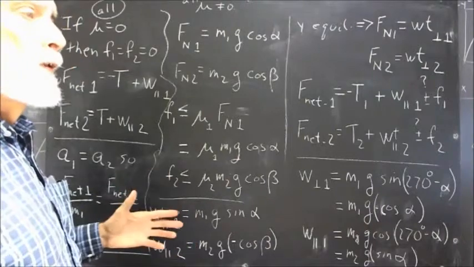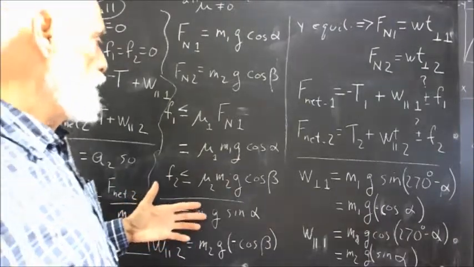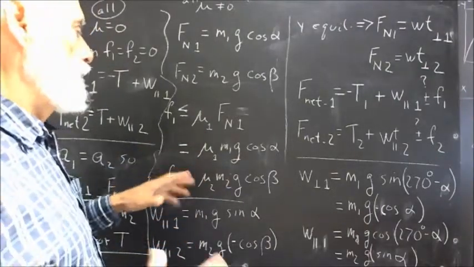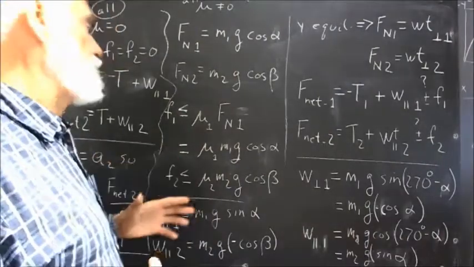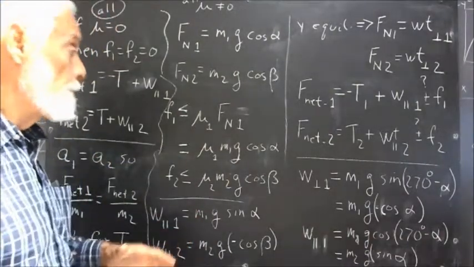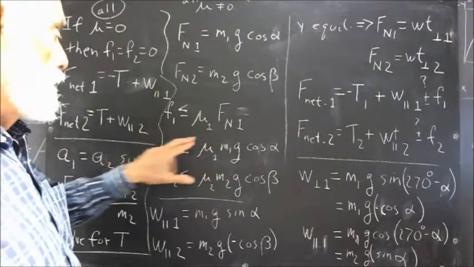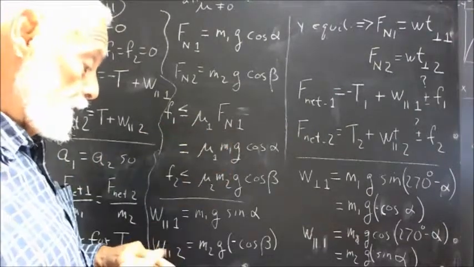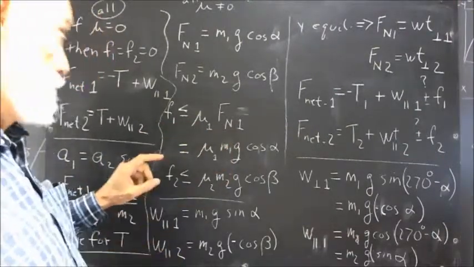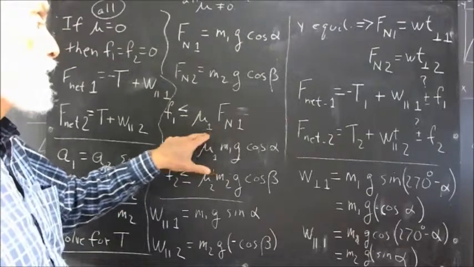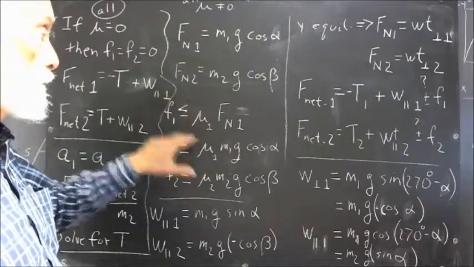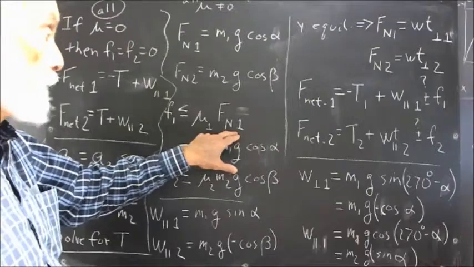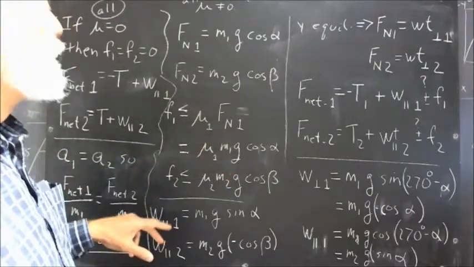If you only need so much force to keep the object from moving, then you're not going to use the maximum possible static friction. You're going to use whatever static friction is necessary to prevent motion. So if this is a case of static friction, we use the less than or equal. And what we have here is an upper limit on the static friction.